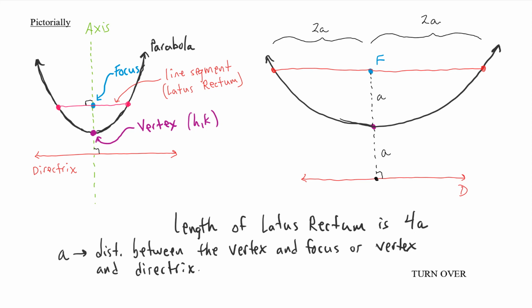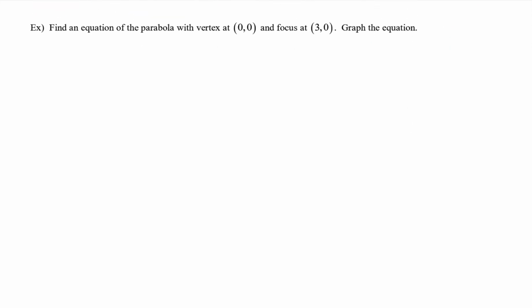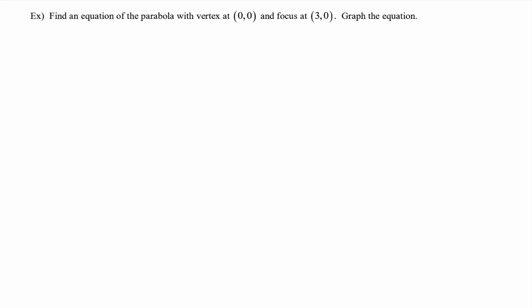So let's give this thing a try. Let's find an equation of the parabola whose vertex is (0, 0) and whose focus is (3, 0). All right, well, let's see. Our vertex is (0, 0), so h is 0 and k is 0. And then (0, 0) and (3, 0) are on a horizontal line.